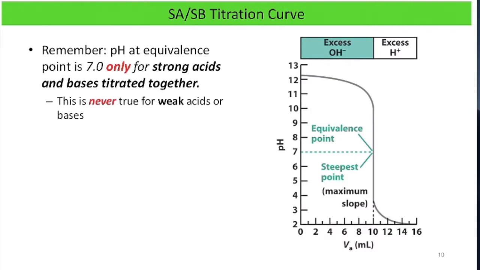At the top of this graph, it shows you that before the equivalence point, we are only worried about the amount of excess OH-, and that's going to be determining what the pH is, whereas after the equivalence point, all we care about is how much excess H+ there is, and that's going to be determining what the pH is. And of course, the pH at the equivalence point is going to be 7.